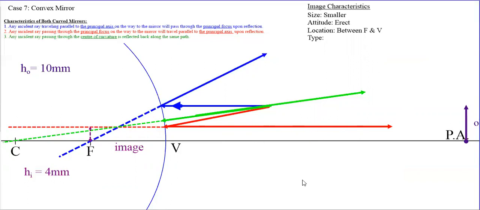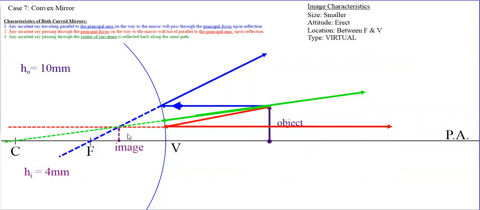All right, so rule number 6 would apply for the convex mirror as well. But by and large, you wouldn't use a convex mirror for an object at an infinite distance. So the image, regardless of where this object is, is going to form somewhere between F and V on the other side of the mirror. So location between F and V.